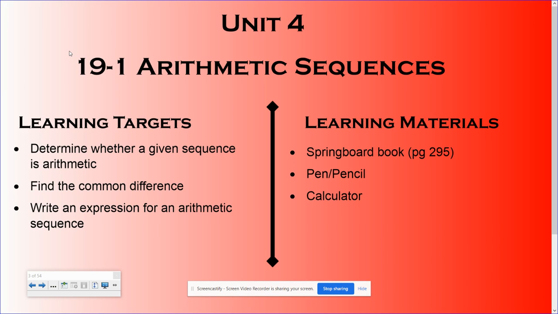So now we are starting Unit 4, and today's lesson on 19-1 is about arithmetic sequences. We are in our Springboard book on page 295, so make sure you have something to write with, and you're probably going to want a calculator for today's lesson.